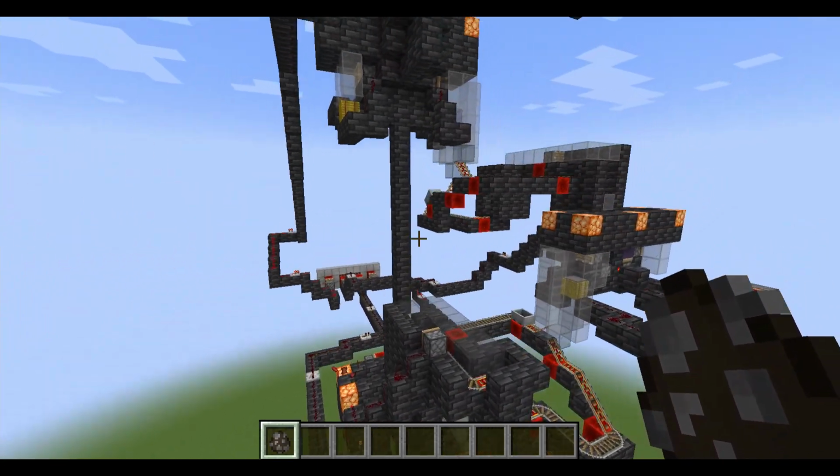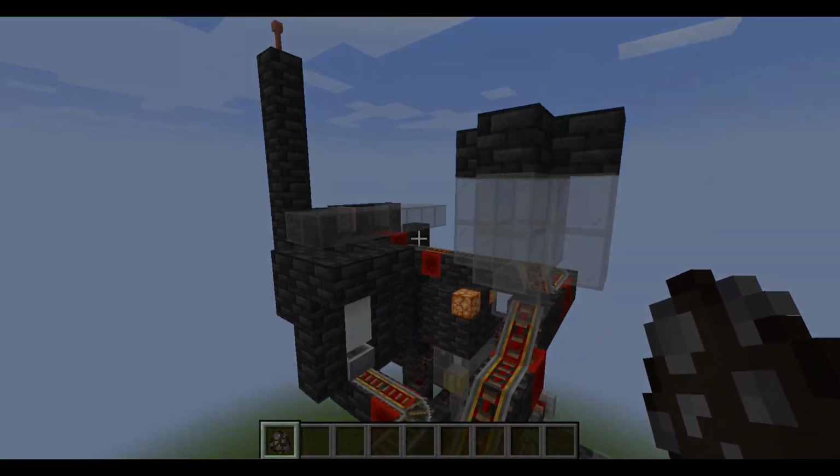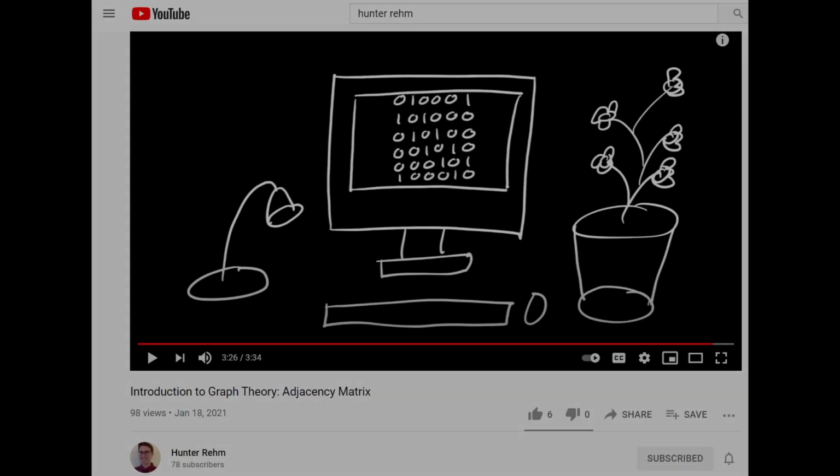So this is what I made. I am very new to redstone. I'm sure someone else could make something way more compact and probably way faster, but I hope you enjoyed.